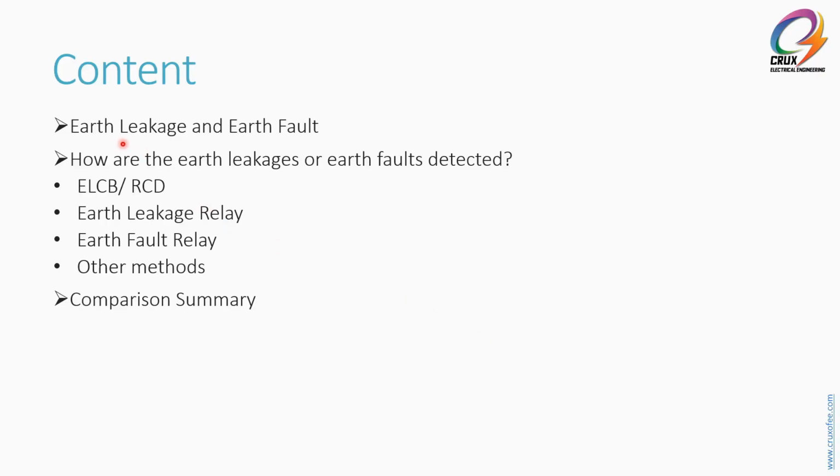So I'll be touching a little bit on earth leakage and earth fault. How are the earth leakages or earth faults detected? Either through ELCB or RCD, or through earth leakage relay or earth fault relay, or other methods. And we'll be going through some comparison summary with regards to the ELCB, ELR, and also EFR.